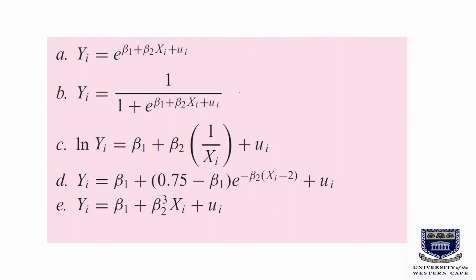You can similarly show that B also becomes linear in the parameters under transformation. There's a couple of more algebraic steps than in A to get there, but again you can show that this becomes linear. When it comes to D and E, however, neither of these can be transformed in such a way that will make them linear in both parameters beta 1 and beta 2. So these cannot be transformed so as to be linear.